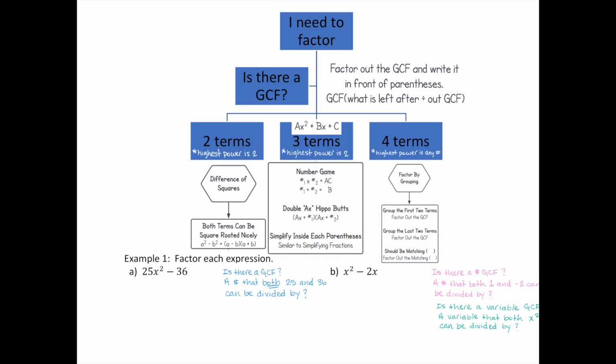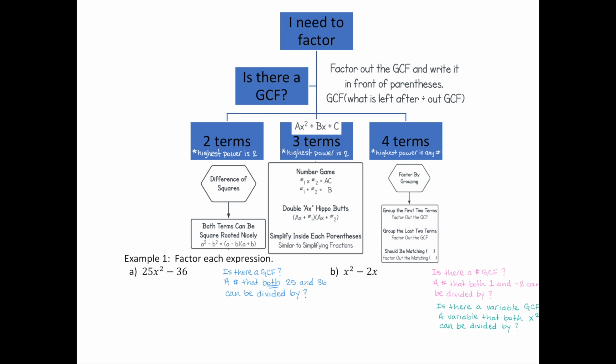And so then remember that if there are 2 terms and the highest power is 2, then we check to see if we can use difference of squares. That's when both of our terms can be square rooted nicely. And in this first example, we will use the difference of squares.